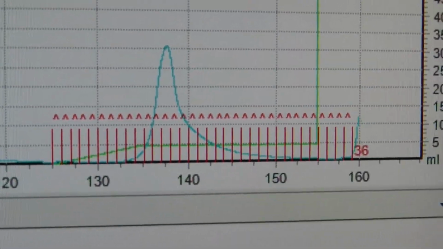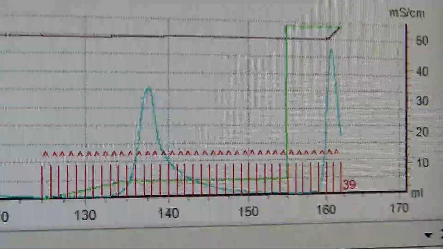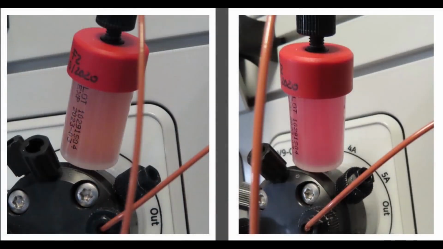A few milliliters later, a second peak is obtained, which is supposed to be the protein of interest. At the end of the elution, the resin recovers the pinkish coloration, indicating that all proteins have been eluted from the column.